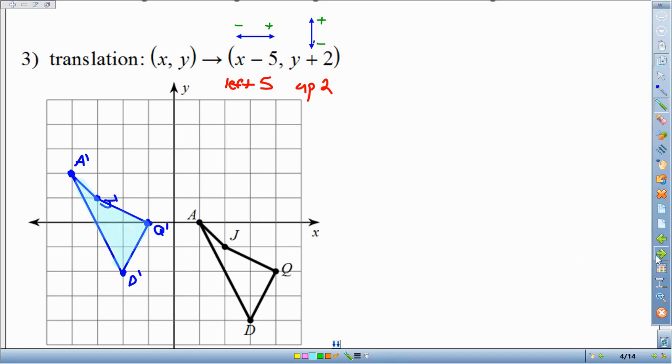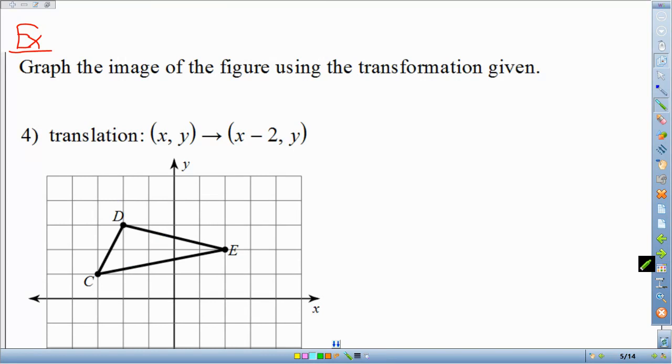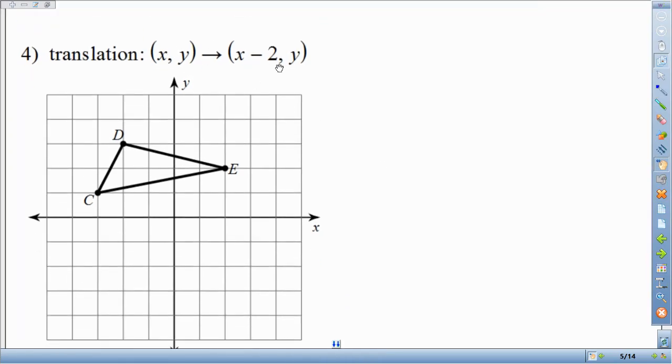Okay, so I think I'm gonna have you guys try one of these. No, we're not. We're gonna do one more together, another example. Okay, so let's do number 4 here. Same idea, they're giving us the shorthand way of pointing this out.